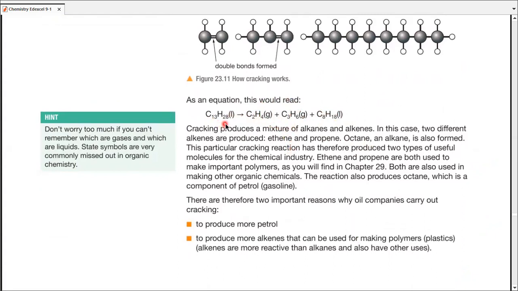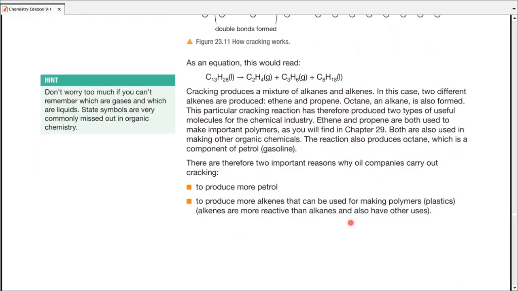The total number of hydrogen atoms in the starting molecule, the one that's being cracked, is 28 hydrogens. And you'll notice that the alkene hydrogen atoms, when added to the number of hydrogen atoms in the alkane, are equal. So 18 plus 6 plus 4 is equal to 28. That's how easily we balance these equations.